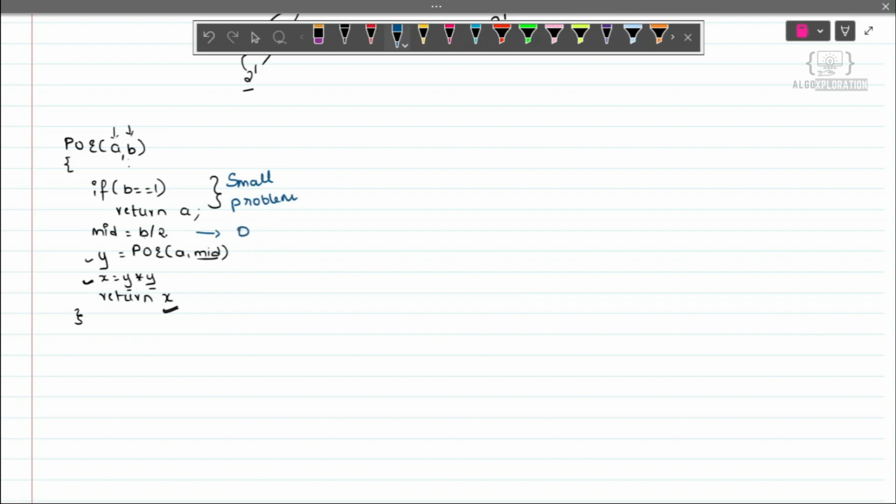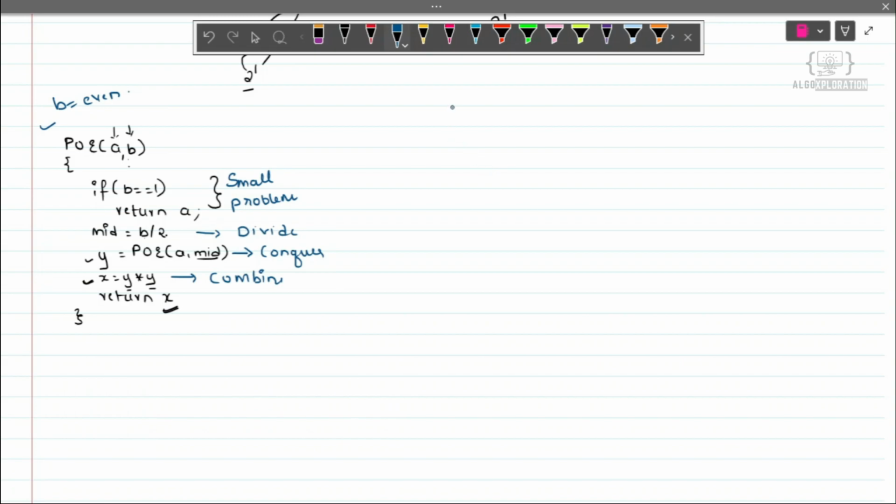This is the divide. This is conquer, and this is combine. Now this pseudocode is for when B is even. Now let's define what will happen if B is odd.